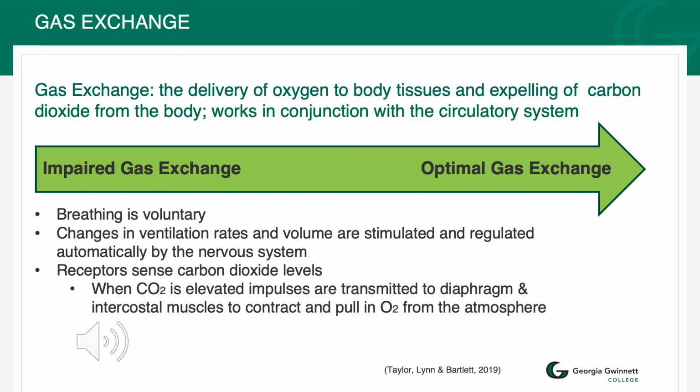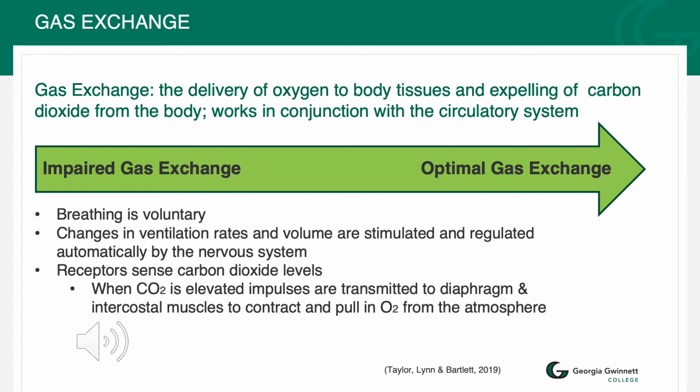But remember, this is a continuum, right? If you think about breathing, obviously you don't have to think about breathing. It's something you just do. And it's regulated by the autonomic nervous system. So we have receptors that sense what our carbon dioxide level is, and these receptors transmit impulses to the diaphragm and your intercostal muscles. And if there's too much carbon dioxide that makes the body too acidic, then the organs can't survive.